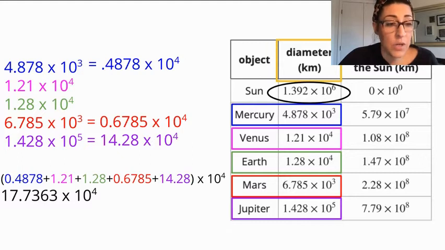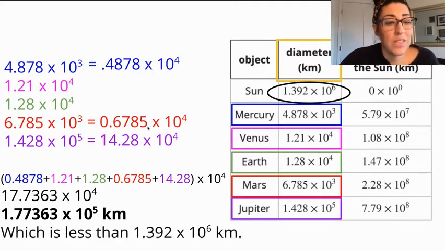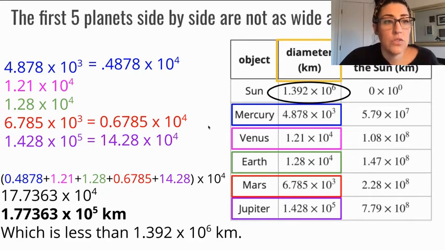17.7363 times 10 to the 4th. That is not in scientific notation. So if we were to go ahead and write that in scientific notation, that first number has to be greater than or equal to 1, but less than 10. That does change our power of 10 to be 10 to the 5th power. So with that being said, that's less than 1.392 times 10 to the 6th, which is the Sun. So the first 5 planets side by side are not as wide as the Sun.